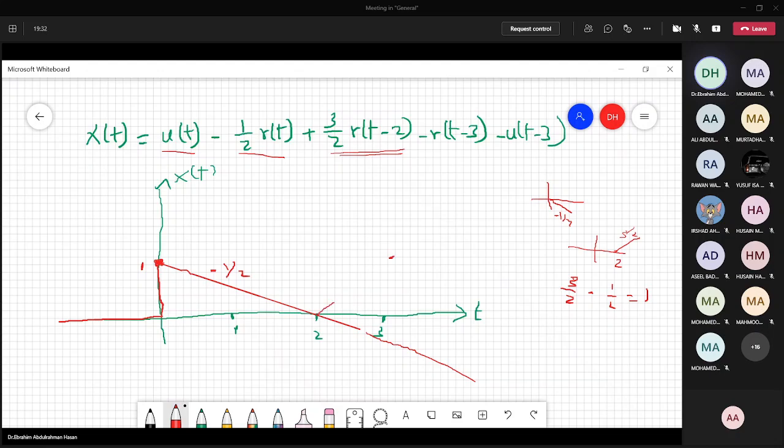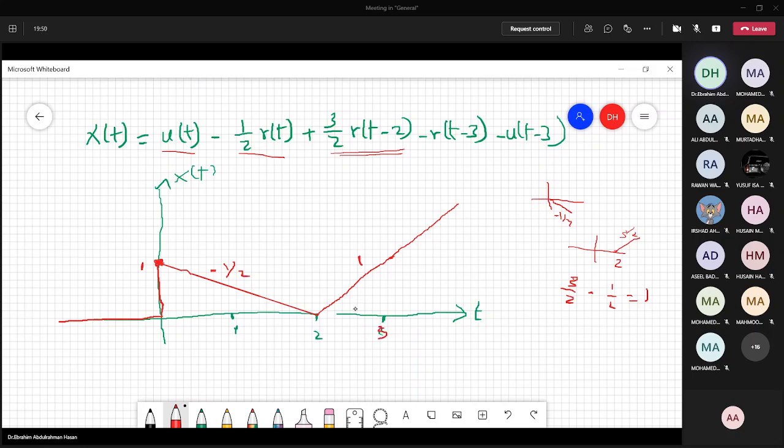This one, and this one will go on. So this is a line with a slope equal to 1. I added this one.